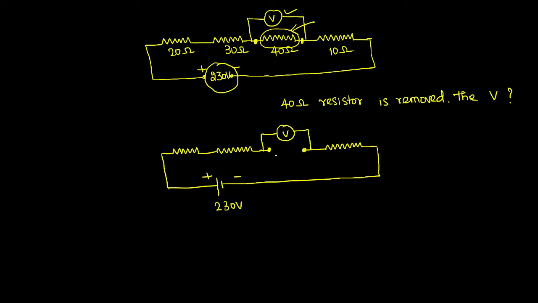Okay, tell me what is the answer now. Irrespective of the other values, it may be 20 ohm or 30 ohm or 10 ohm, it doesn't matter here. Sir, the moment you remove this, we know the internal resistance offered by the voltmeter is very high.